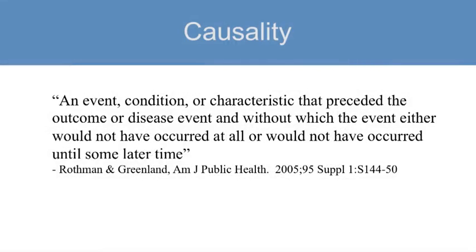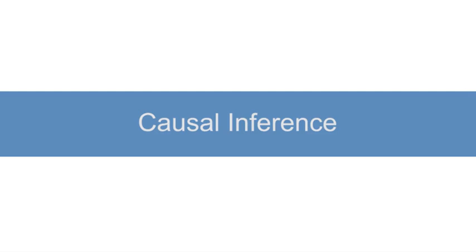A formal definition of causality may be, quote, an event, condition, or characteristic that preceded the outcome or disease event and without which the event either would have not occurred at all or would have not occurred until some later time. End quote. This is from Rothman and Greenland, American Journal of Public Health, 2005. Causality is not observed but often inferred. This is known as causal inference.